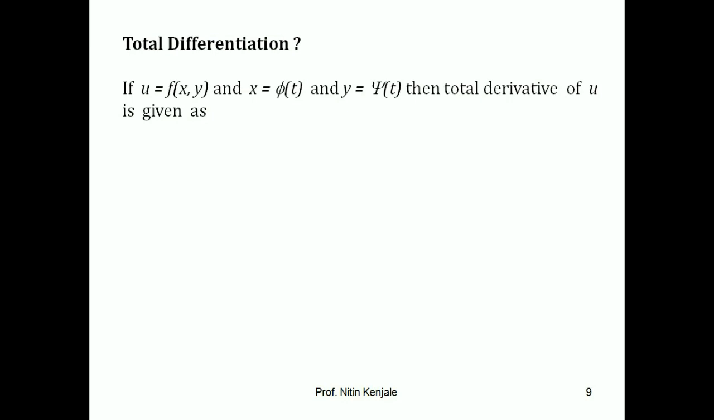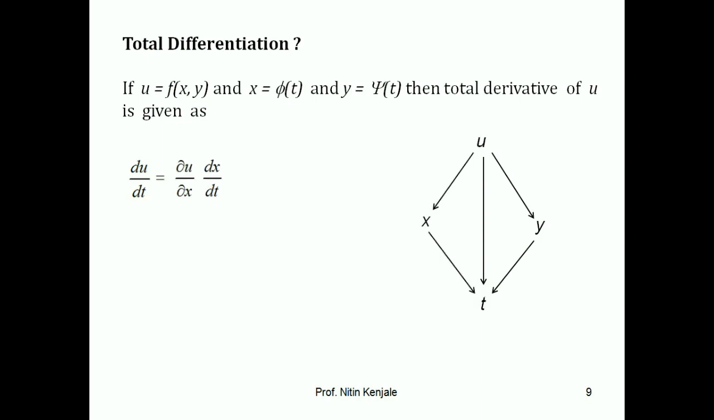Now let us understand the total differentiation. If u is a function of x and y, which are itself functions of t, then the total derivative of u is given by du/dt is equal to ∂u/∂x into dx/dt plus ∂u/∂y into dy/dt.